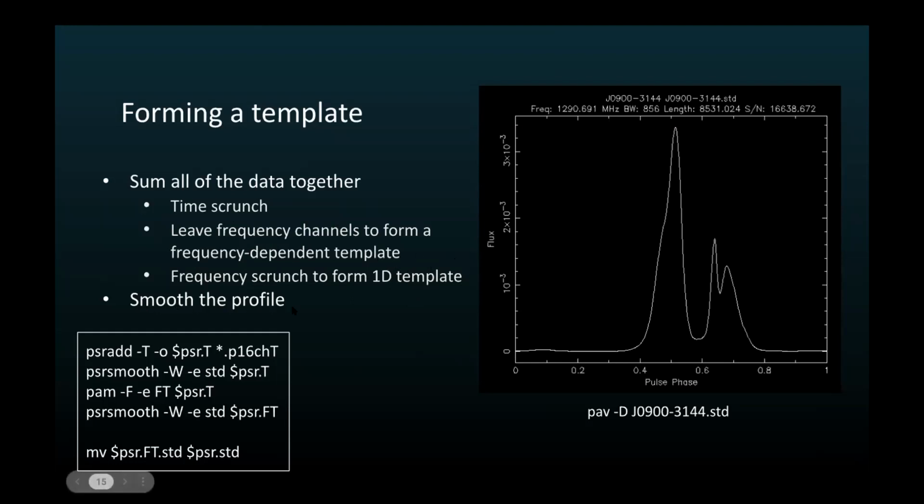And once we've done that, we then smooth the profile using wavelet smoothing, which Aditya went through in his exercise. So the commands to do this are PSR add, and minus T means T scrunch as we go, all of those previous observations. And then we do this PSR smooth command to create a smooth template. And what we're left with is this model of the pulse profile.